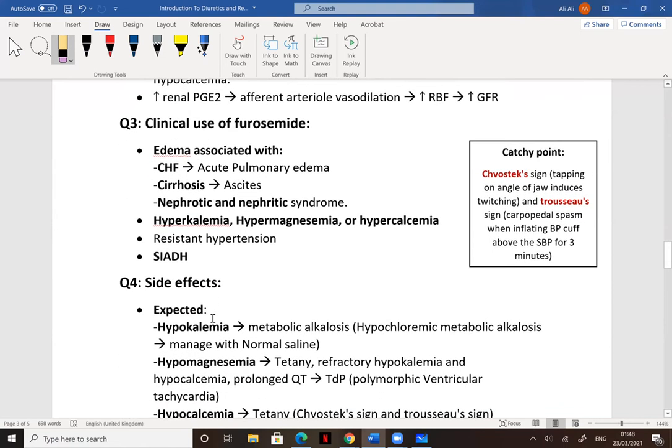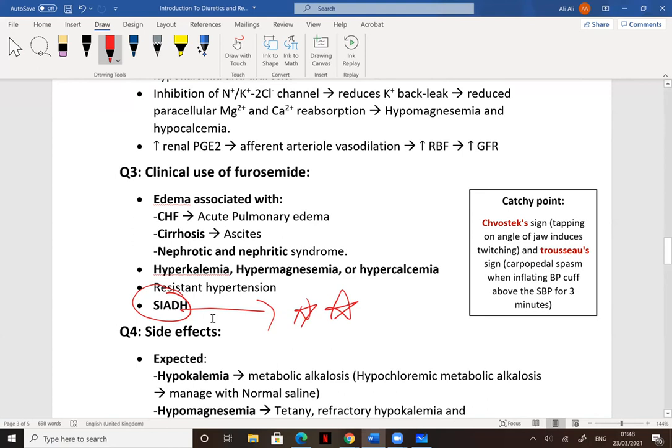For resistant hypertension of course, and in syndrome of inappropriate ADH secretion, this is extremely important. Why? Because in syndrome of inappropriate ADH secretion you don't give thiazide, you give furosemide. Furosemide will be helpful, whereas thiazide will be harmful. Why? We explained in the introduction to the diuretics.